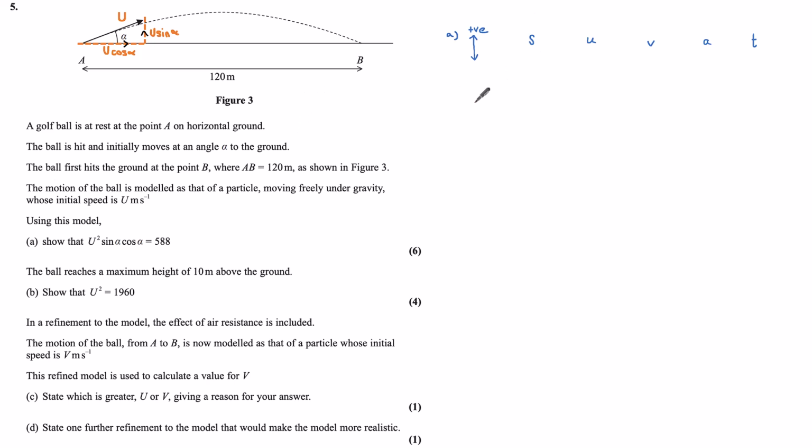So labeling what we have here on SUVAT, I know the displacement, s, is going to be 0 because this particle vertically is starting and finishing at the same point in the vertical plane. Its initial speed vertically is u sine alpha. I don't know the speed at which it hits the ground. I do know the acceleration is due to gravity, and so that will be g. It is negative in this case because I've taken up to be the positive direction. Gravity, of course, works towards the ground. Now, I don't know t.